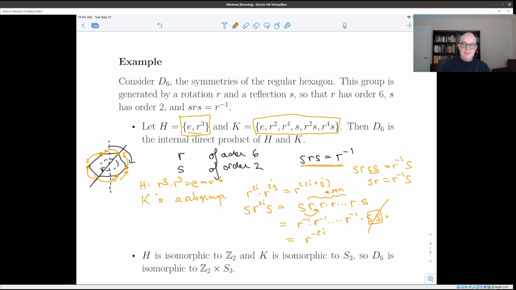The important point being that when you multiply a reflection times an even power of a rotation, the result is still an even power of a rotation. And that proves that K is a subgroup. Then we need to check the properties. So it's clear, first of all, that the intersection is the identity.